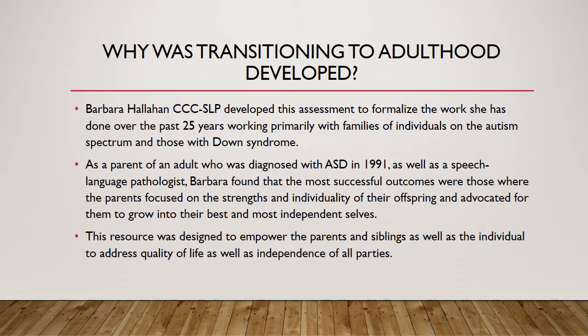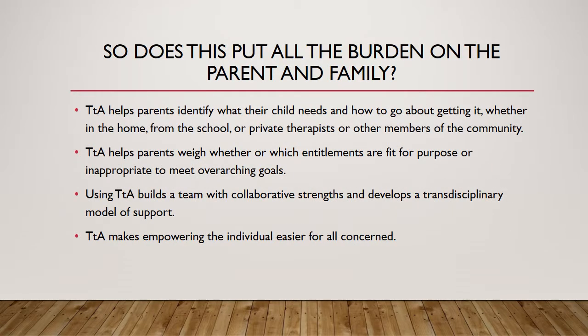This resource was designed to empower the parents and siblings, as well as the individual, to address quality of life as well as independence of all parties. Family members are not expected to become therapists. They are helped to identify what their child needs and how to go about getting those needs met in a timely manner. This may mean going outside typical channels or taking courses to learn how to provide some backup or stopgap interventions. TTA helps parents evaluate entitlements and weigh which ones to request or fight for and which ones are not appropriate for their child's needs and should be refused.